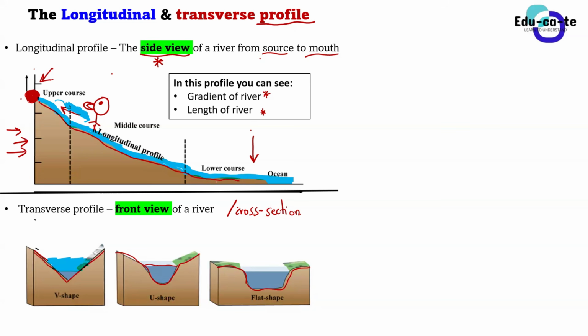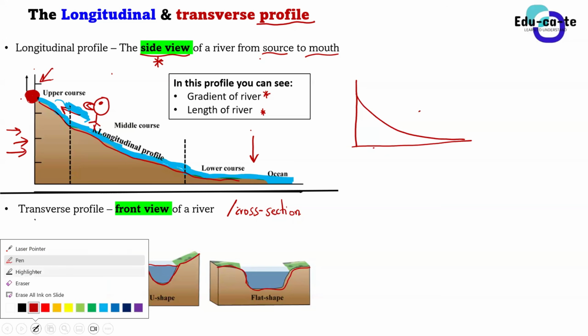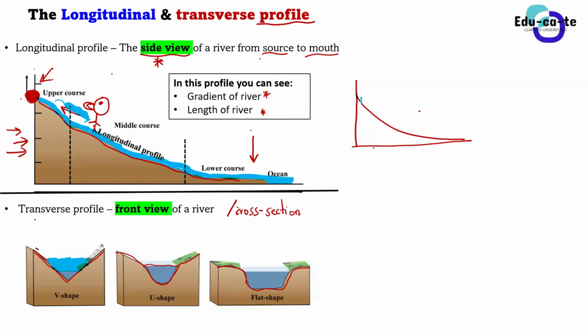So the side view allows you to see the gradient of the river. If I give you two side views, let's say that in the first side view you have got a river like this. The river is flowing in an area like this. So this is the first side view that I'm going to give you, and say that my river is flowing in an area like this, right?